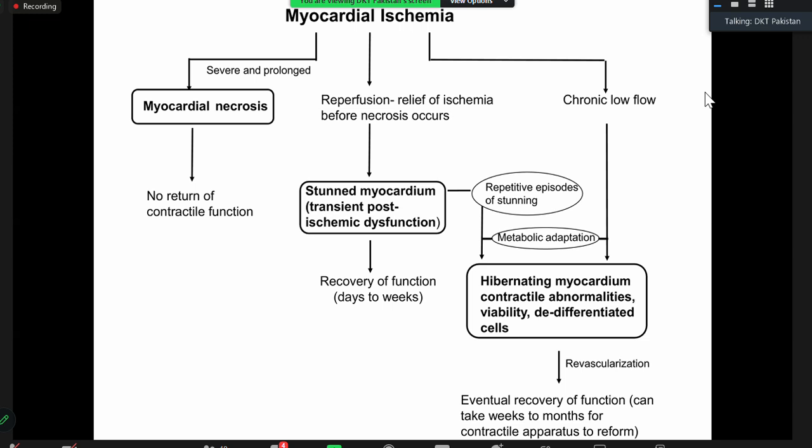Okay, but we will go for the perfusion. In stunned myocardium, the perfusion will be normal, while in hibernating myocardium, the perfusion will be decreased, or you can say there will be a mismatch of perfusion. So this is the differentiation between myocardial infarction, stunned myocardium, and hibernating myocardium.